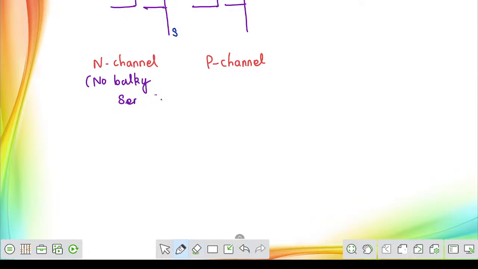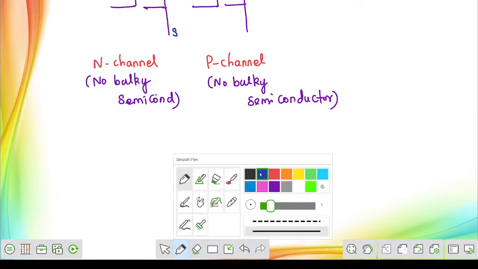Okay. So there is no bulky semiconductor. That's the same thing here also. In this case, what is the symbolic representation? This symbolic representation is the most important one, and of course you can observe that in the examinations also, questions are repeatedly framed here.